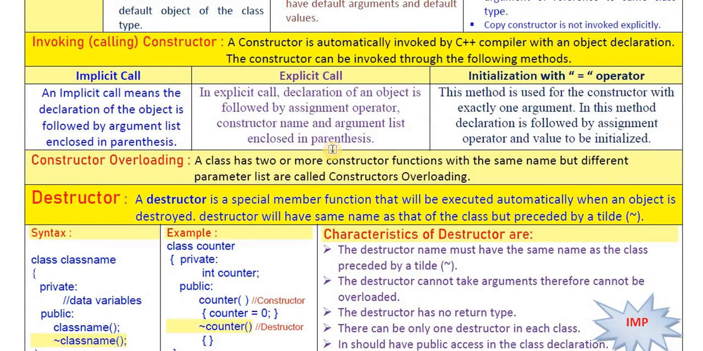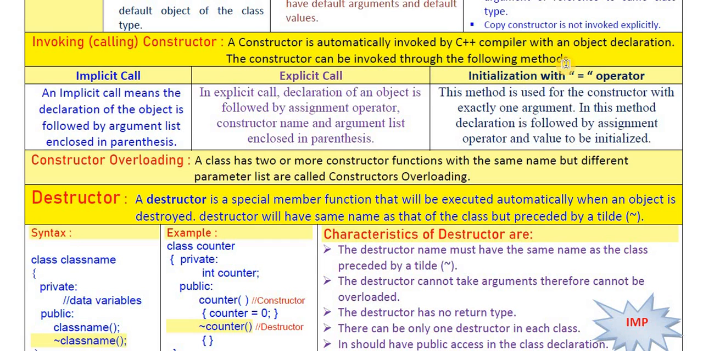Okay, next heading is invoking constructor. Invoking means calling, or calling means using: how to call the constructor after creating it inside the class body. A constructor is automatically invoked or called by the compiler with an object declaration. The constructor can be invoked through the following methods.